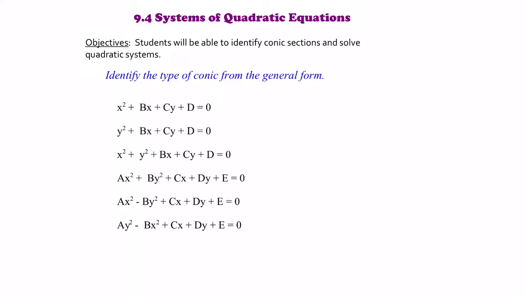Section 9.4, Systems of Quadratic Equations. We're also going to look at how to identify conic sections. So the first thing is just looking at the general form of the four different conics we have learned and being able to identify them.